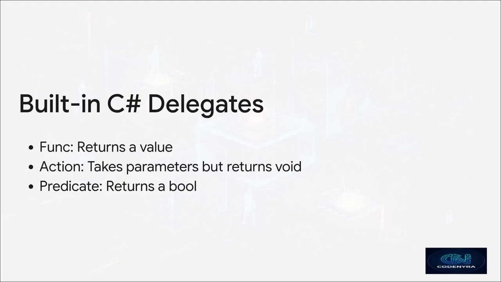Now, C# is awesome because it actually gives us these built-in generic delegates right out of the box, so you don't have to declare your own from scratch every time. We've got Func, which you use when your method needs to return a value. You've got Action for when your method takes parameters but returns void, so it's just executing a task. And then there's Predicate, which always returns a Boolean, perfect for checking conditions like seeing if a number is even. These are fantastic, absolutely essential everyday tools. But this is exactly where we run into a massive problem.